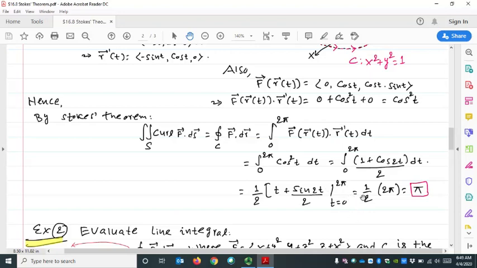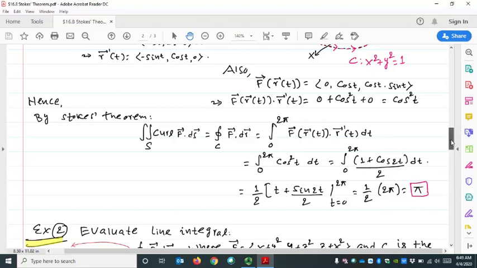Then 1/2 as it is, put t equals 2 pi, sine 2 times 2 pi, 4 pi is 0, so simply 2 pi. And for the lower limit, when t is 0, this is 0, sine 0 is 0, so simply I have 1/2 times 2 pi, cancels 2, so pi. Great.